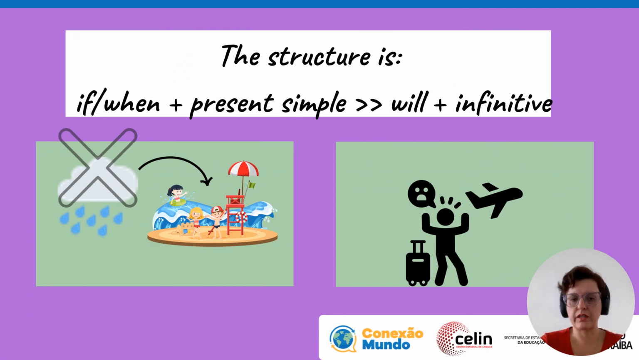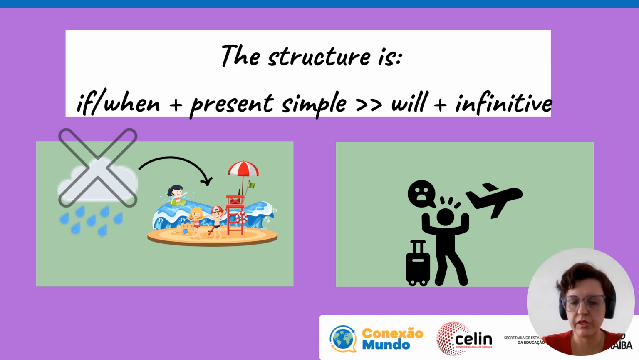Let's take a look at more examples. Again, we see the structure. The structure is if or when plus present simple. The result is will plus infinitive. Look, will plus infinitive. When you use the infinitive, you don't use the particle to, okay? You don't say will to go, will to play, will to travel. It's will go, will play, will travel.